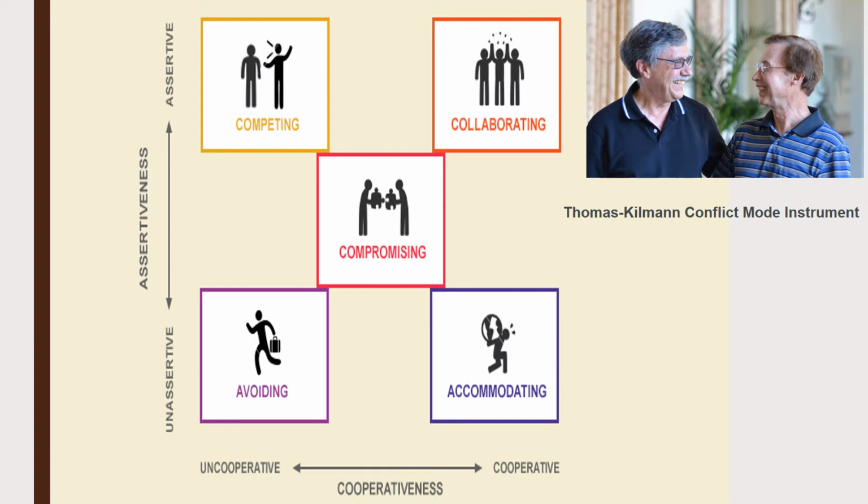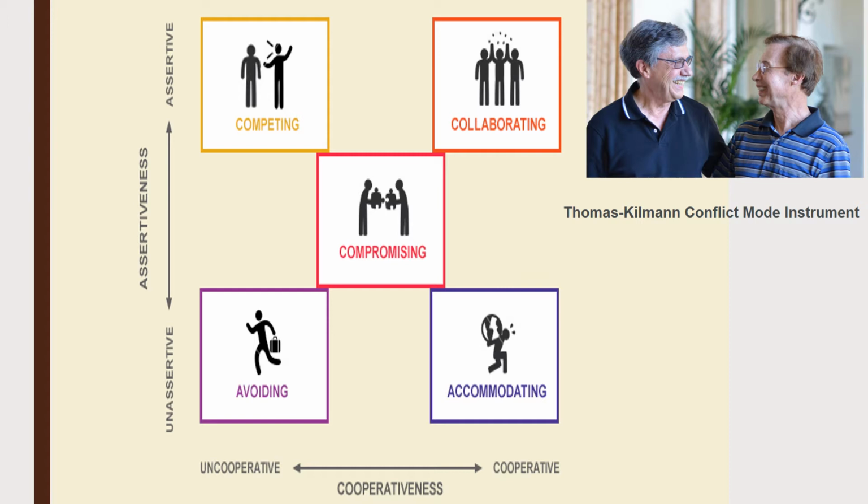If you go all the way over to your lower left quadrant, this is unassertive and uncooperative. This is a person that's just avoiding the whole thing. They're not going to deal with it. You might be in a meeting where you're trying to discuss this and work this thing out. They want to avoid it, and so they either just check out and sit there, or sometimes they actually just leave the room. Well, this is an avoiding behavior.